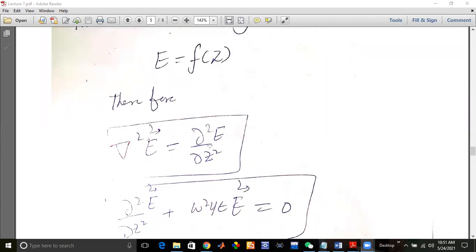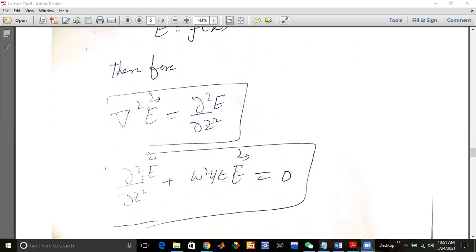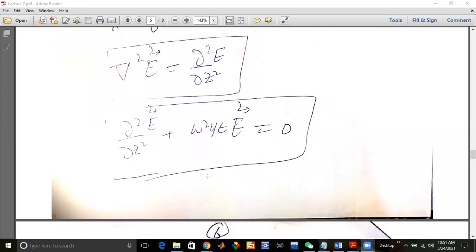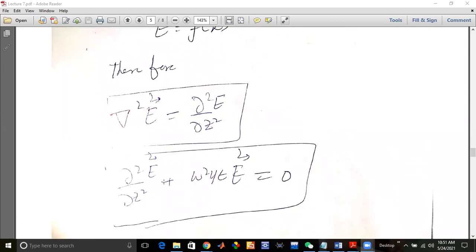The E along x and y are constant, so the partial square by partial x square and partial square by partial y square of the E will be 0, because the derivative of a constant function is 0, you know. So partial square E by partial z square plus omega square mu epsilon E is equal to 0. This is the wave equation.